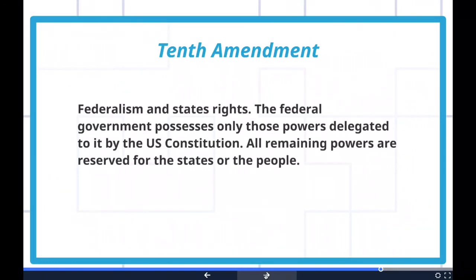This expresses the principle of federalism and states' rights, which strictly supports the entire plan of the original Constitution of the United States of America by stating that the federal government possesses only those powers delegated to it by the United States Constitution. All remaining powers are reserved for the states or the people. Okay, so the key point here is the 10th Amendment ensures federalism and states' rights.